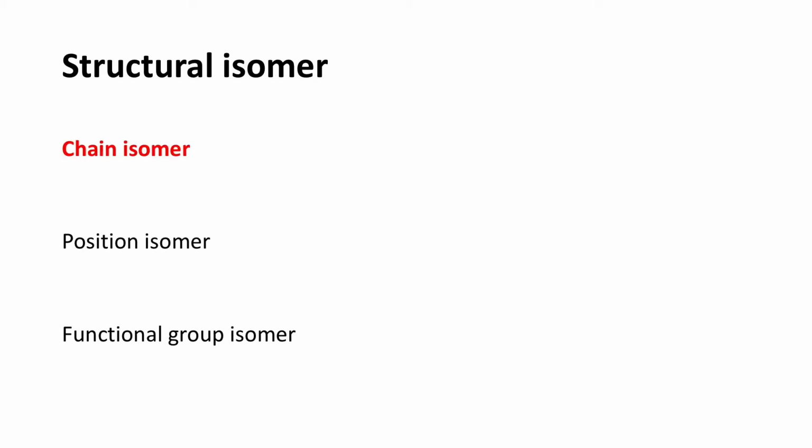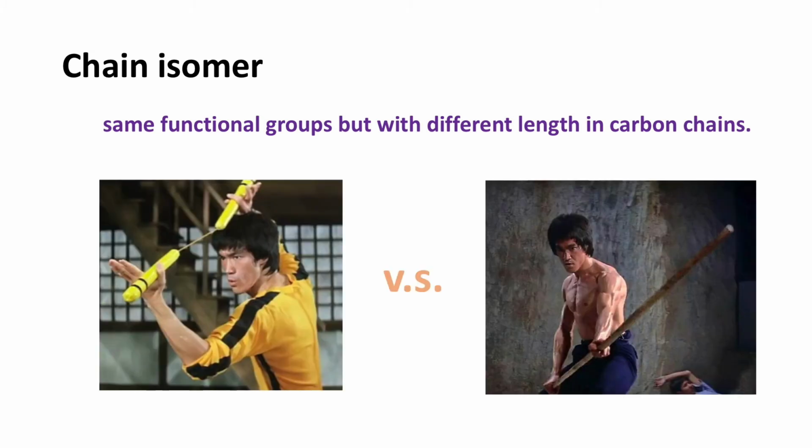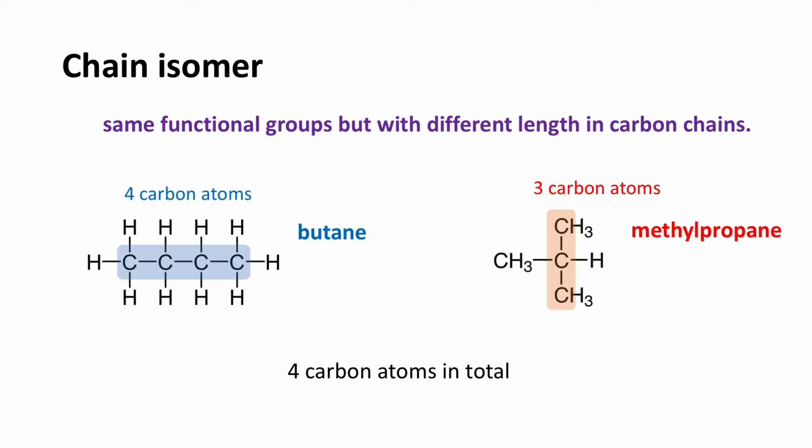The first one is chain isomer, where different molecules have the same functional group but different length in carbon chains. Consider these two molecules. Both molecules have 4 carbon atoms and 10 hydrogen atoms, but the longest carbon chain, or we call carbon skeleton, is different. Butane got 4 atoms, while methylpropane got 3. That's why the two molecules have different names.